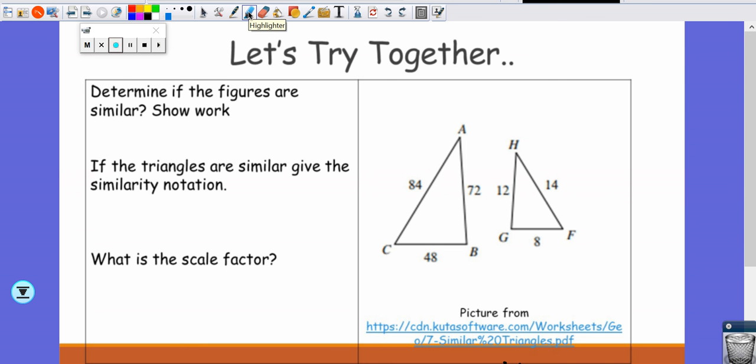Okay, so my job here is, since they gave us sides, I want to try to highlight the sides that correspond to each other. 84 is the longest side of the big triangle, so the other longest side would be 14. So those sides match. Okay, 48 is the next to the longest.